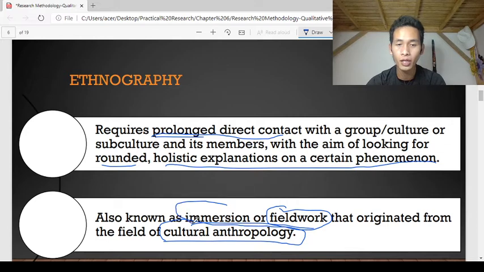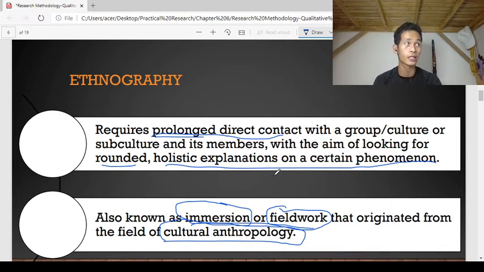When you say immersion, the researcher will go to the locale of the study and then live there for at least 6 months or more than 6 months to personally experience their way of life, diba? And to personally come up with holistic explanations on certain phenomenon or certain questions that you want to answer. For example, in ethnography, you wanted to evaluate some cultural texts, diba? Cultural text, literature of a certain group.